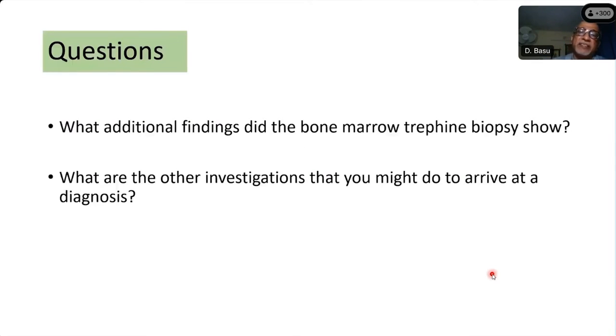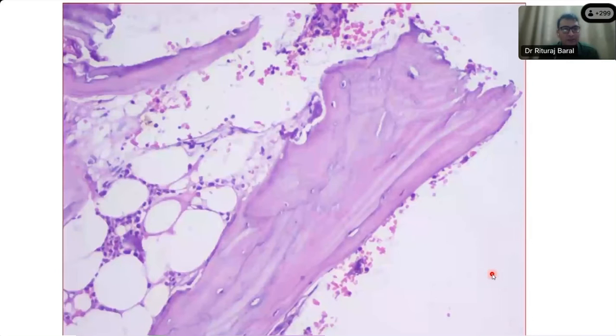Now, what else did this marrow show? What additional findings did the bone marrow trephine biopsy show, and how would you further investigate it? I had sent another photograph of that. Yeah. In other biopsy pictures, we can see bone marrow fibrosis as well. What does this picture show? I had sent this across. Can you tell us?